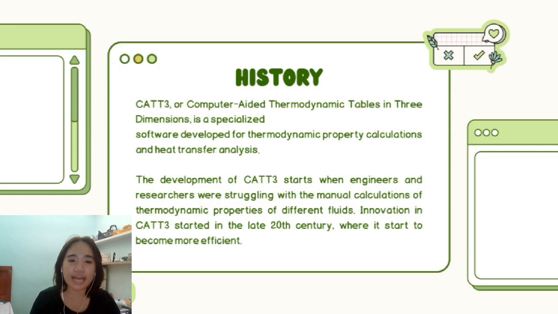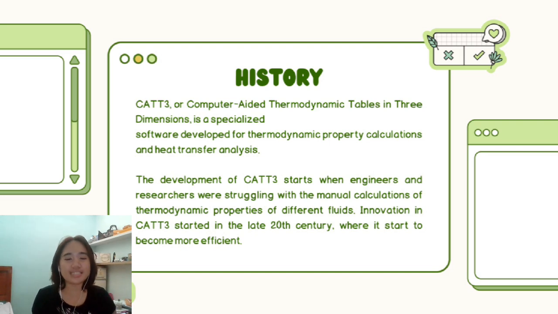First and foremost, I will be tackling the history of CATT, or computer-aided thermodynamic tables in three dimensions. It is specialized software developed for thermodynamic property calculations and heat transfer analysis. The development of CATT3 started when engineers and researchers were struggling with the manual calculations of thermodynamic properties of different fluids. Innovation in CATT3 started in the late 20th century, when it started to become more efficient.